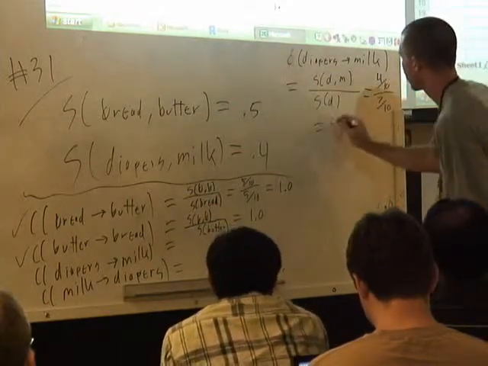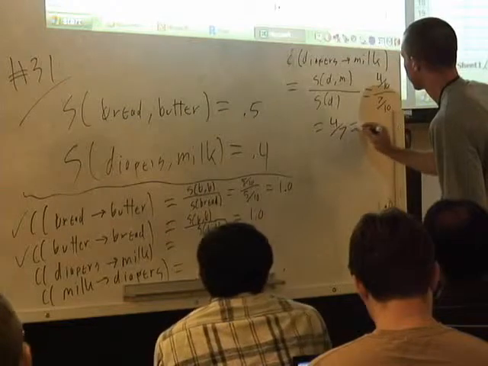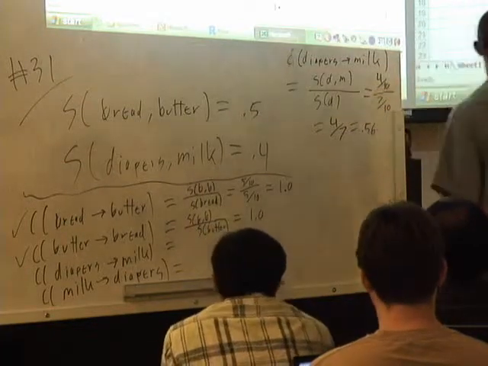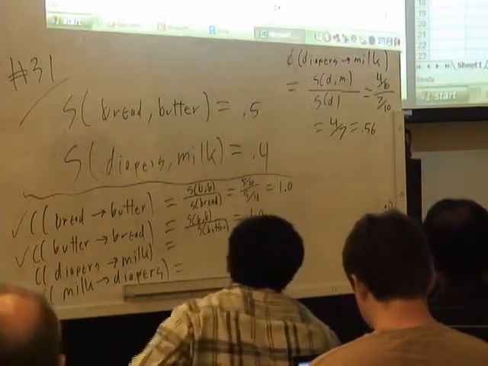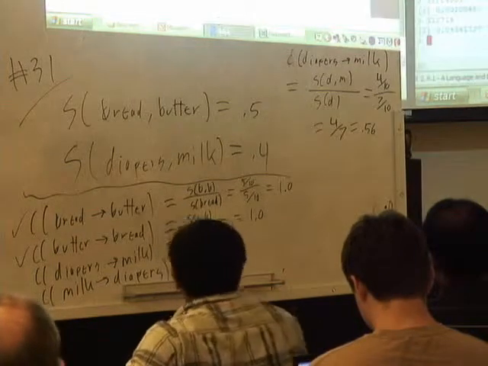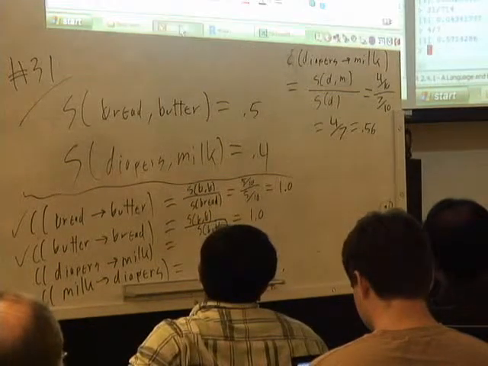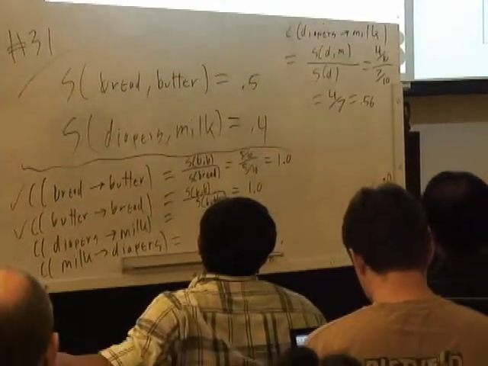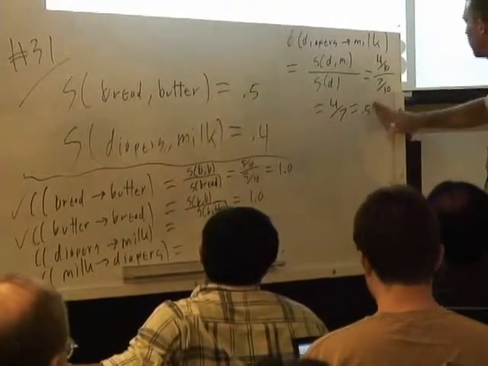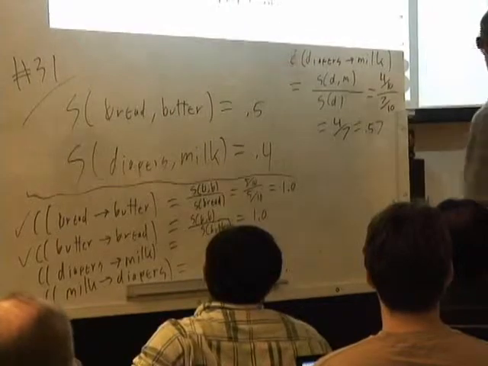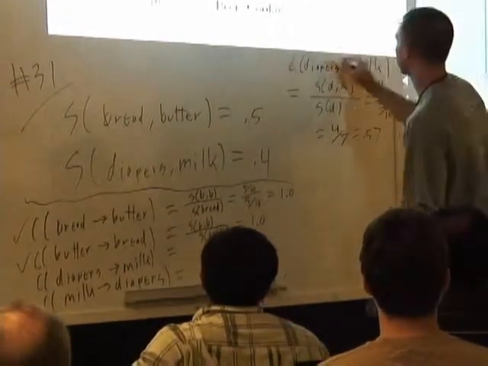Okay, so this is 4 out of 7, which is what, like 0.56? So I think that doesn't meet my 60% confidence requirement. Is that right? 4 out of 7, 0.57. Either way, it does not meet my 60% confidence. So this guy's out.